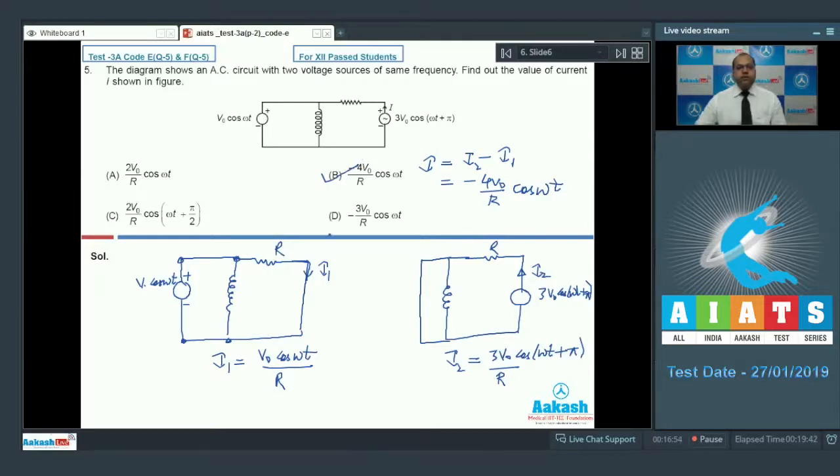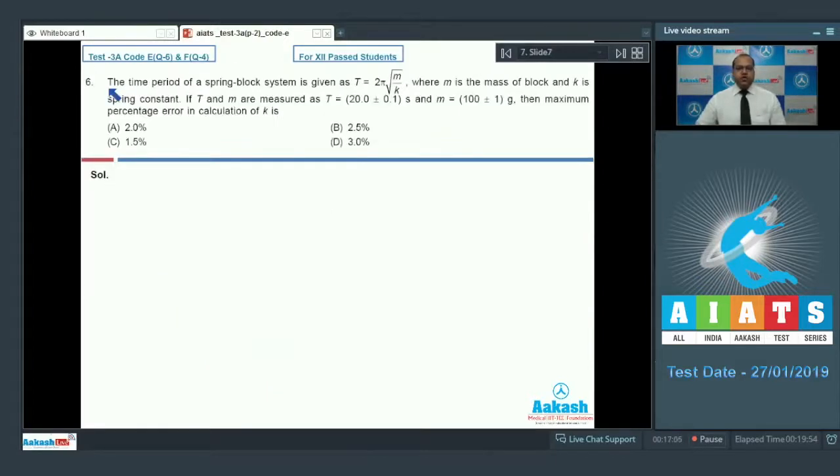Let's move to question number 6. In question number 6, the time period of a spring block system is given as T equal to 2 pi under root m by k, where m is the mass of the block and k is the spring constant. If T and m are measured as given, then the maximum percentage error in calculation of k is.